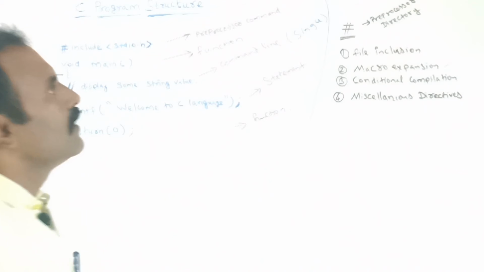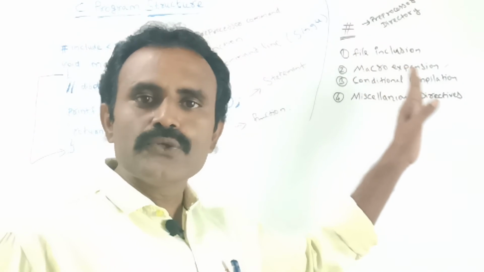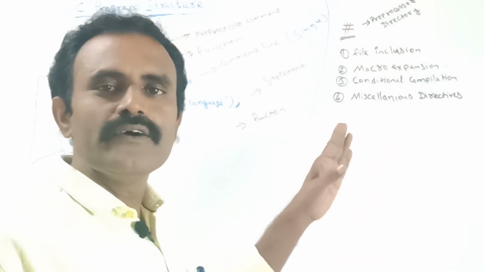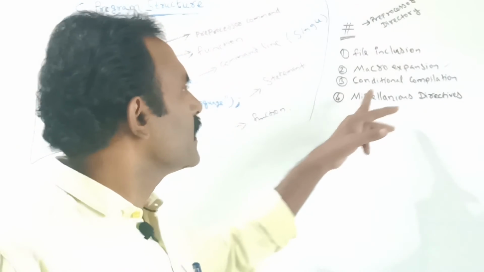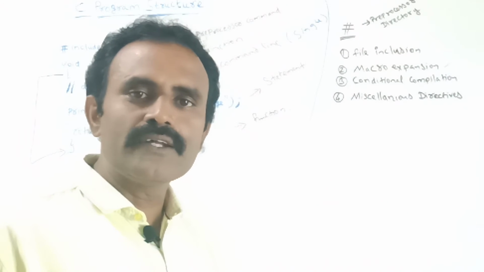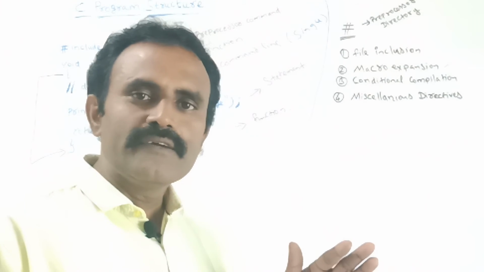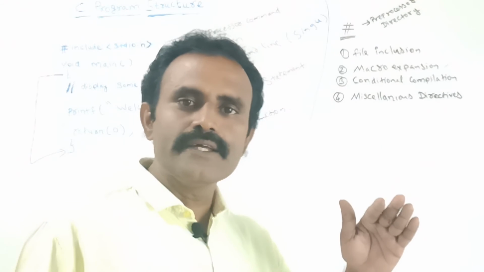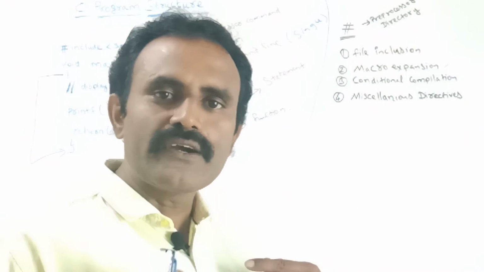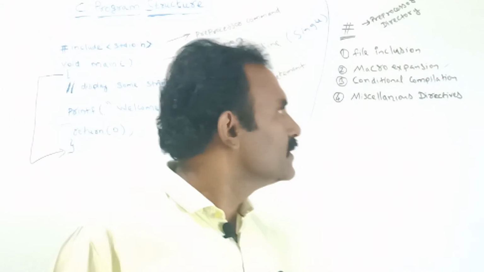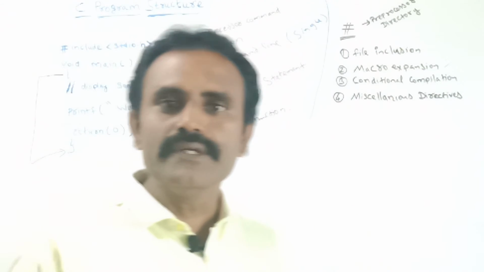Now totally we have seen these 4 types of preprocessor directives. First one, file inclusion, to include a file in our source code. Macro expansion, where we can create our own macros and give the statement inside the macro whenever we need. When we call that macro name, the statement inside that macro will be executed.